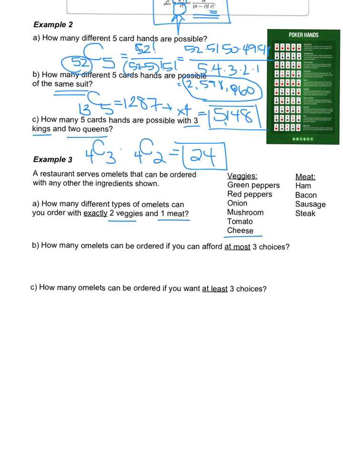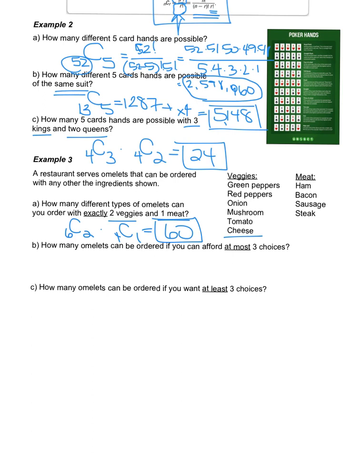All right. Looking at our veggie list, there are 6 different choices, and we're choosing 2 of them. So 6 choose 2. There are 4 meats, and we're going to choose 1 of them. We take those 2 events and multiply those outcomes together. So we get 60 different omelets possible with 2 veggies and 1 meat.